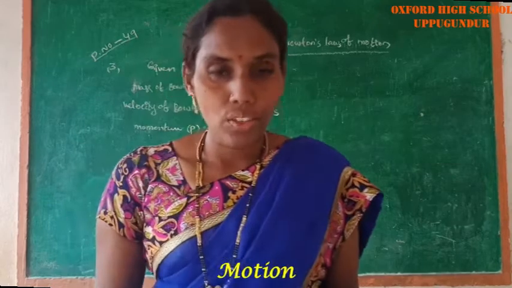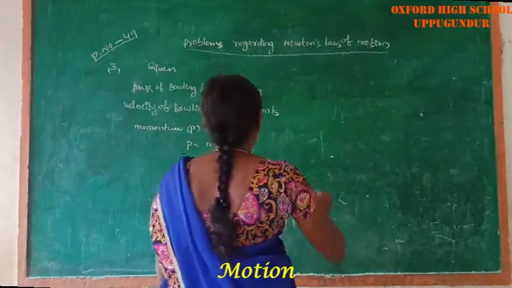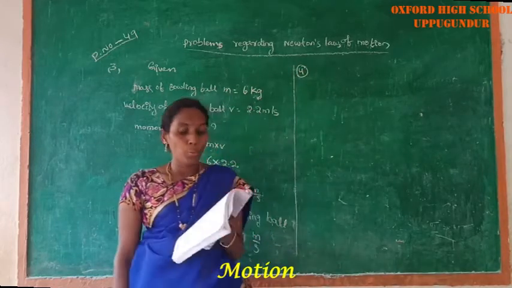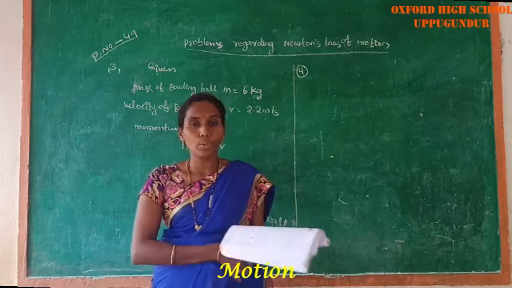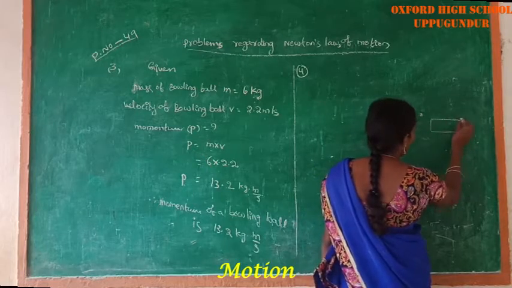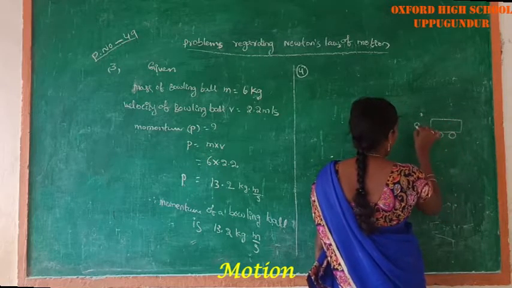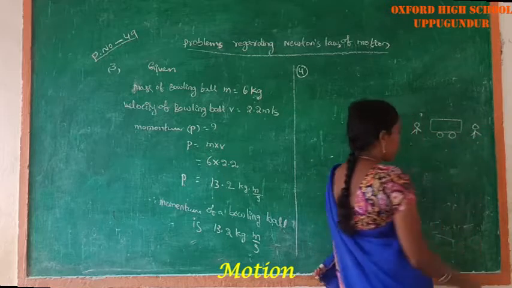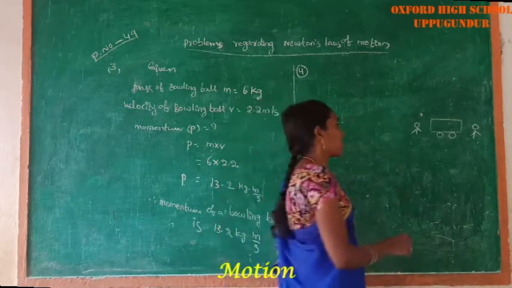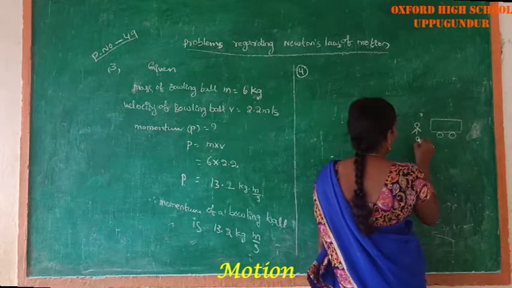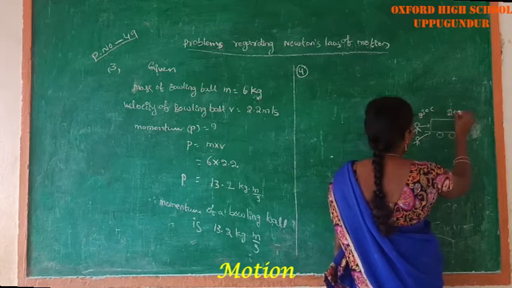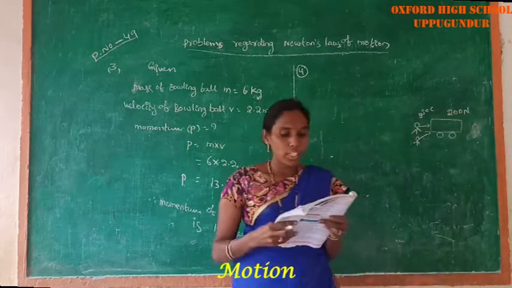See the next problem, that is the fourth problem. Two people push a car for 3 seconds with a combined net force of 200 newtons. Here the car is there, and two persons are there. This is the first person and this is the second person. The two people push the car for 3 seconds, and the combined force is 200 newtons.